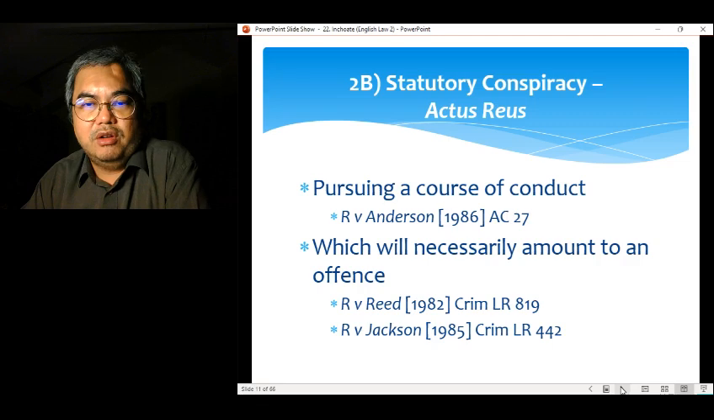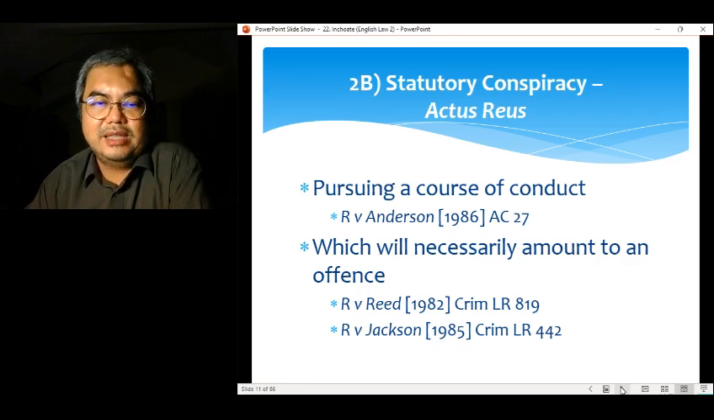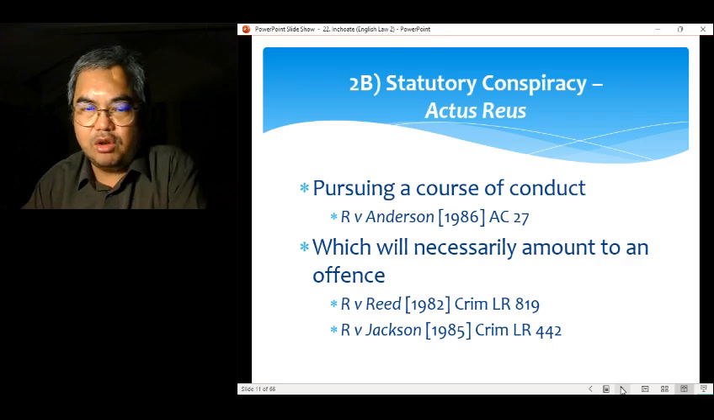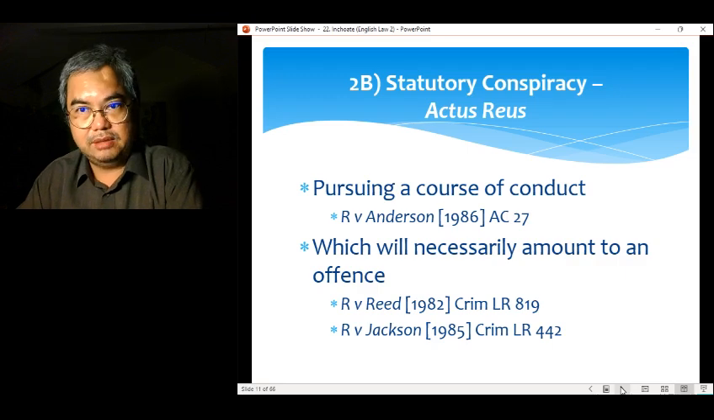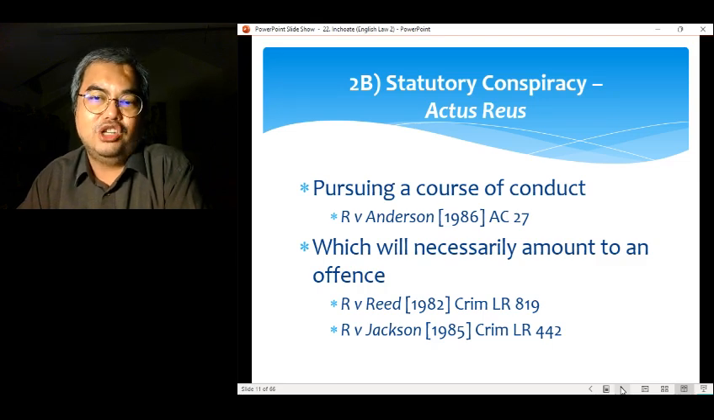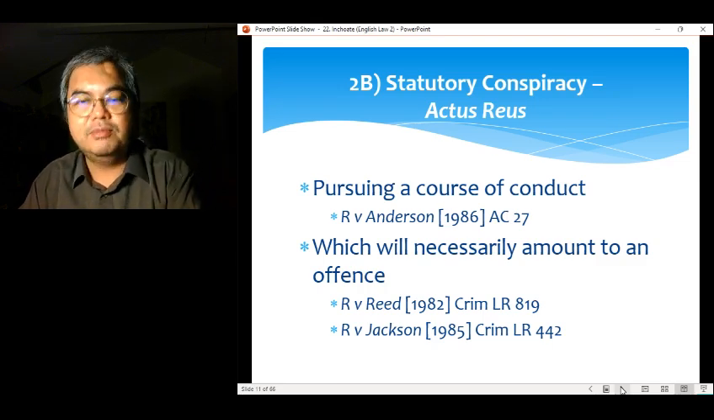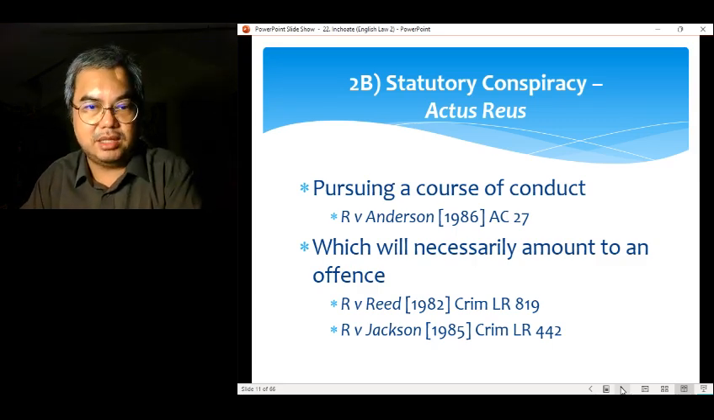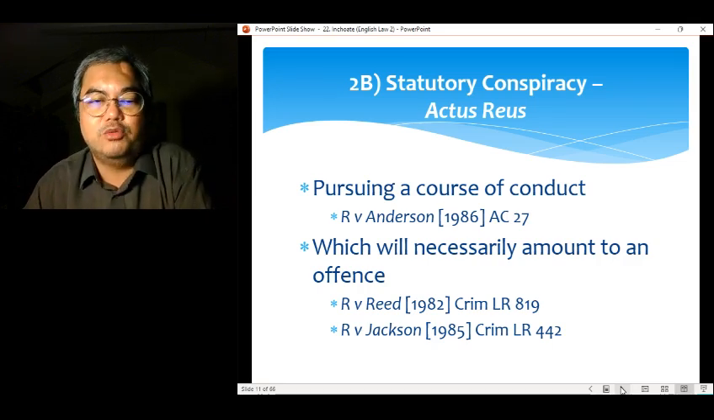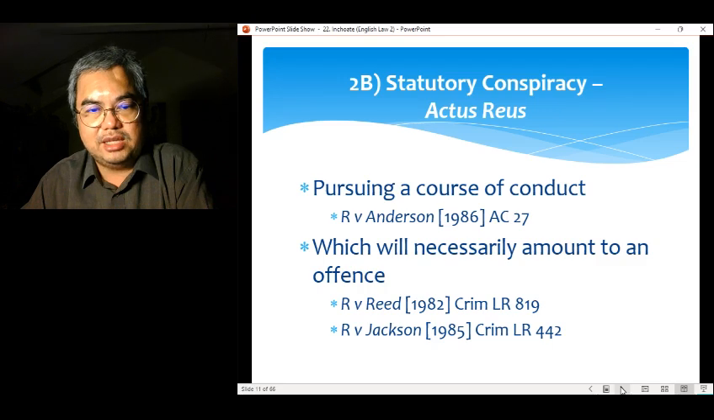And in pursuing the course of conduct, we'll see that the next element is that it would necessarily amount to an offense. So if this course of conduct is pursued, then it will amount to an offense. Now, the question arises: what if it is conditional on something before it actually amounts to an offense? They will do something, but it will only amount to an offense if certain conditions are met. This was discussed in two cases, Crown against Reed and Crown against Jackson.